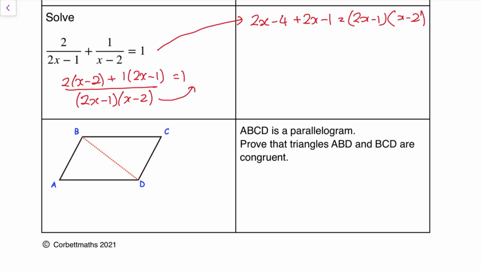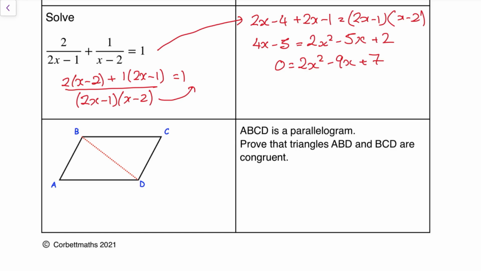Right, next one. Let's gather the left-hand side. The left-hand side is 4x minus 5. The right-hand side, expand the brackets, it's going to give me 2x squared. 2x times minus 2 is minus 4x, minus another x is minus 5x, and minus 2 times minus 1 is plus 2. Let's collect everything on the right-hand side, so therefore 0 equals 2x squared. Minus 5x minus another 4x is minus 9x, and 2 plus 5 is going to give me 7.